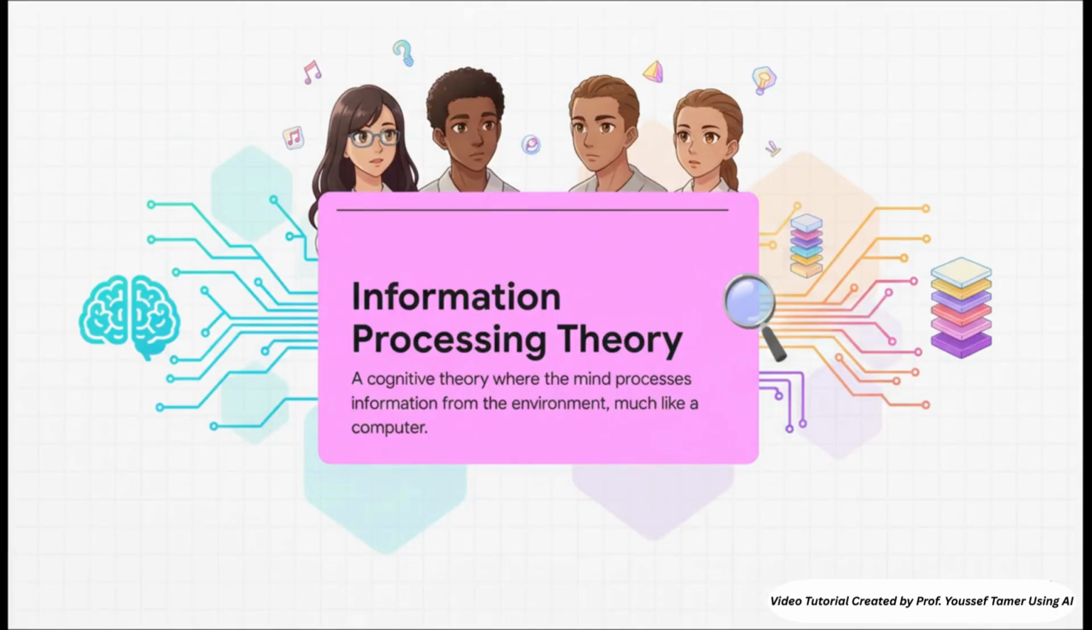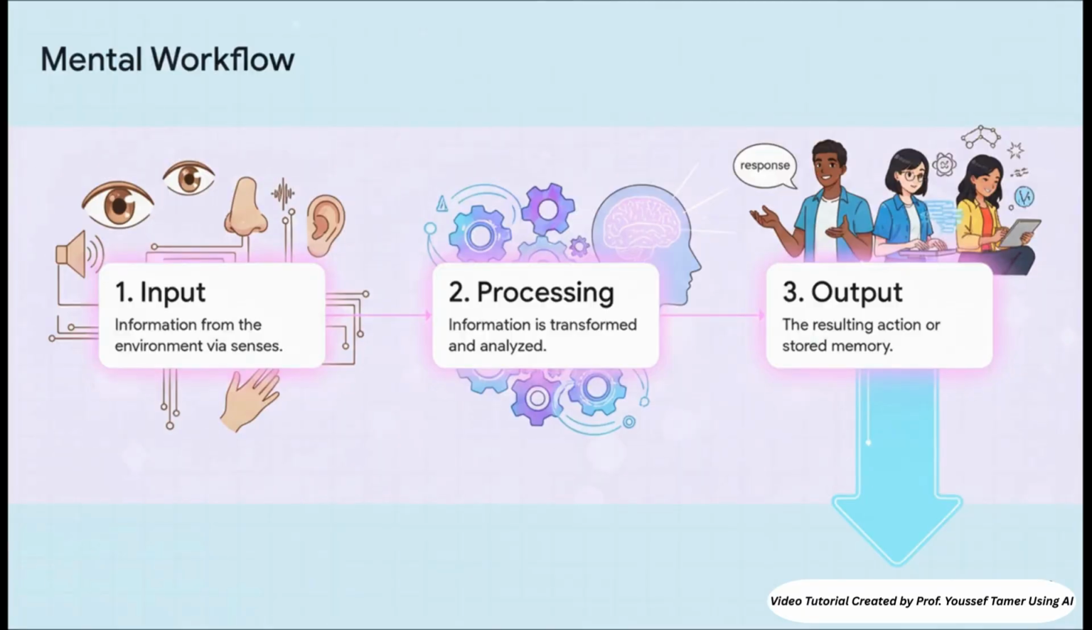So what is this theory exactly? Well, it's a way of looking at our brains that says we don't just react to stuff. No, we're active information processing systems. We're constantly taking in data from our environment, we're analyzing it, and then we're making decisions about what to do with it. And just like a computer, our whole mental workflow can be boiled down to 3 basic steps.